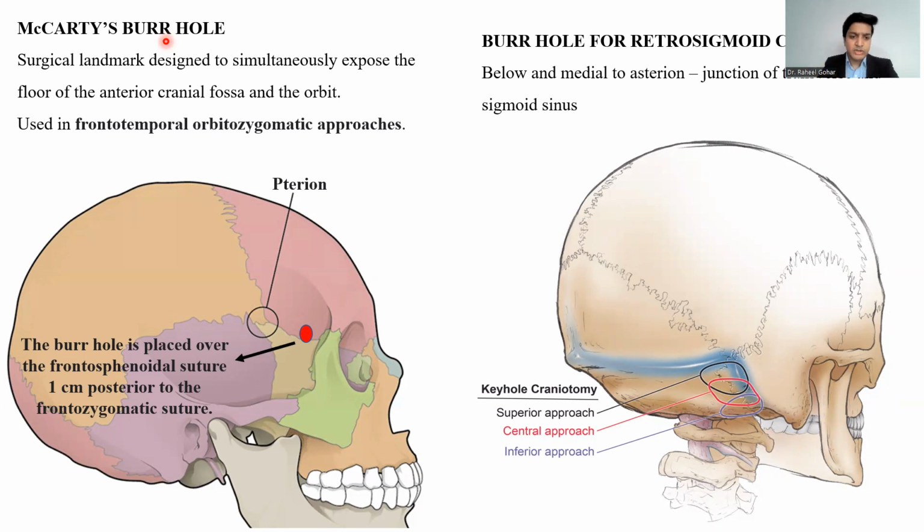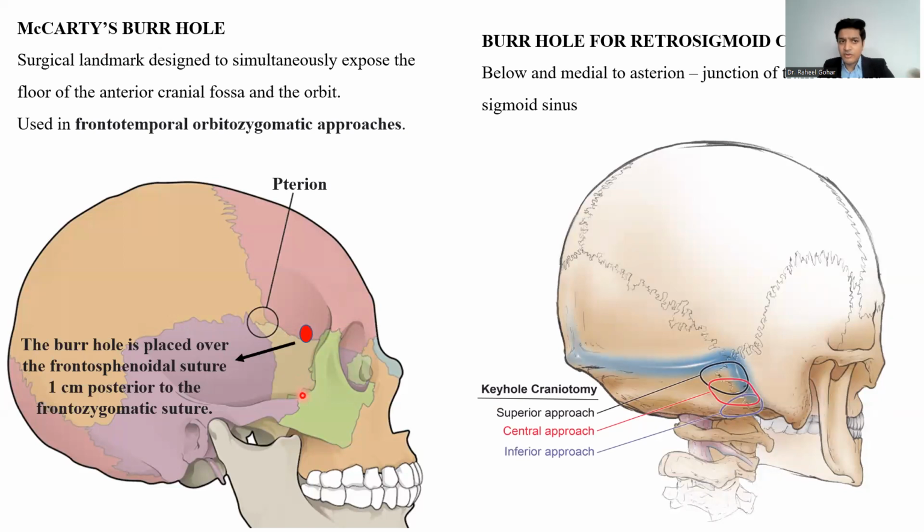So here you can see we have already discussed the frontozygomatic suture, which is represented here, and the frontosphenoid suture, which is represented here. So we first identify the frontozygomatic suture, and we are going to go 1 centimeter behind it on the frontosphenoid suture, and we are going to make our first burr hole here for the pterional craniotomy or the frontozygomatic craniotomy. And this is known as the McCarthy's burr hole or McCarthy's point. This is very, very important.